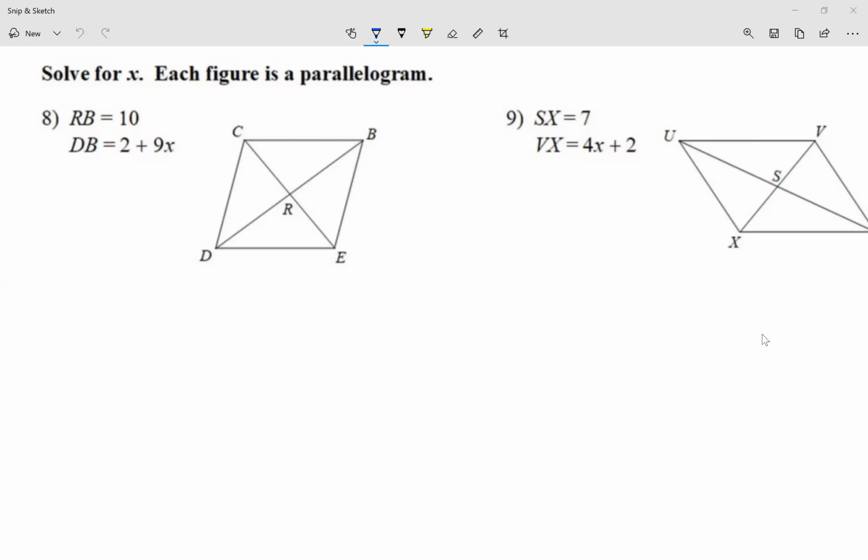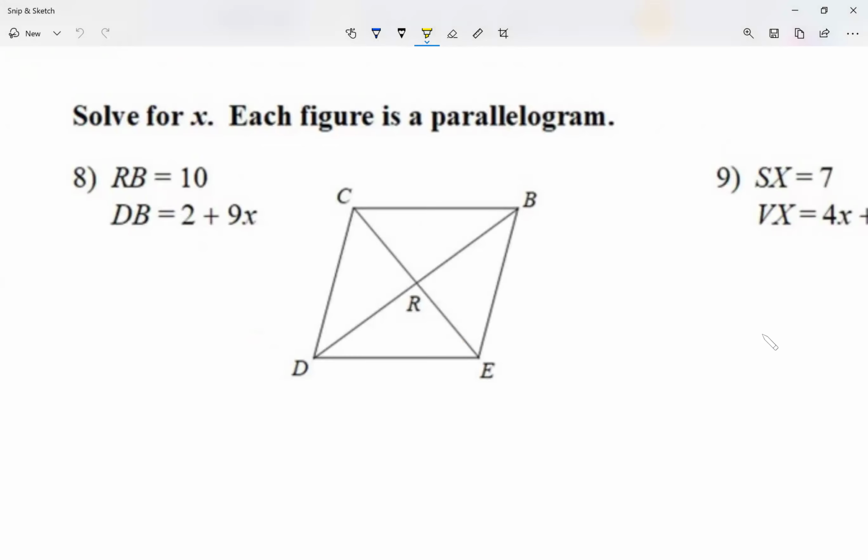Now the diagonals have an interesting property. In a parallelogram, you see how I have two diagonals. One of my diagonals is DB and another diagonal is CE. Those two diagonals don't necessarily equal each other unless my parallelogram is a rectangle as well. If it is a rectangle, those two diagonals are going to be equal to each other. If it is not a rectangle, they are not necessarily equal.